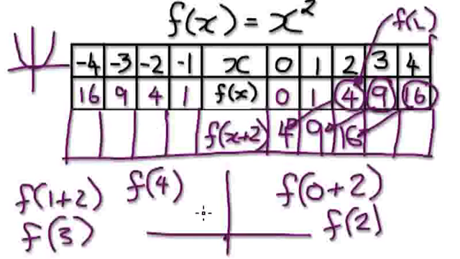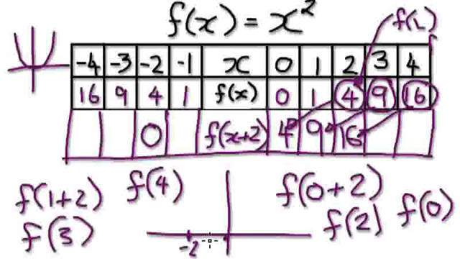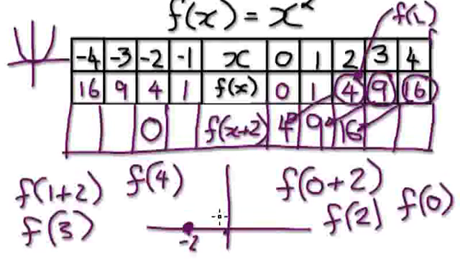Now let's look at minus 2. Suppose you want to look at minus 2 here. If you put minus 2 into this x here, it will be minus 2 plus 2, which is the equivalent of you working out f of 0. Well, f of 0 is 0. So what goes in here will be 0, and the new point will be here. So what's actually happening is this.